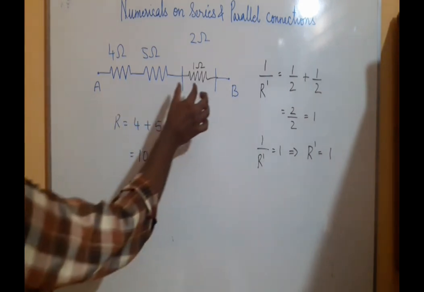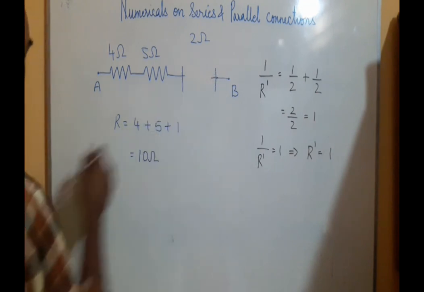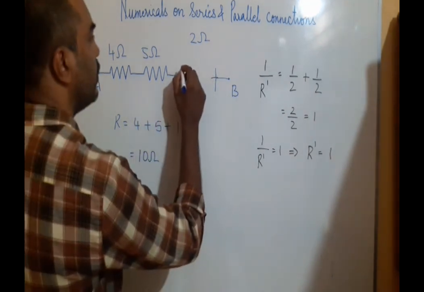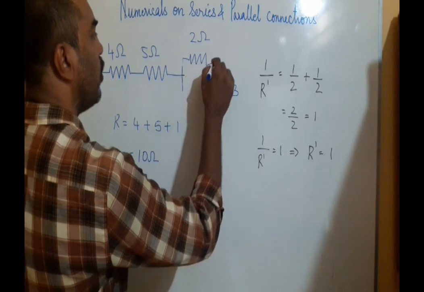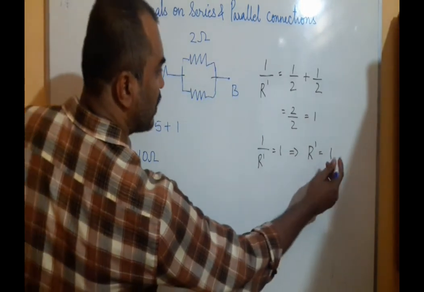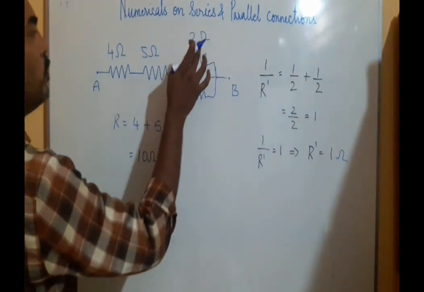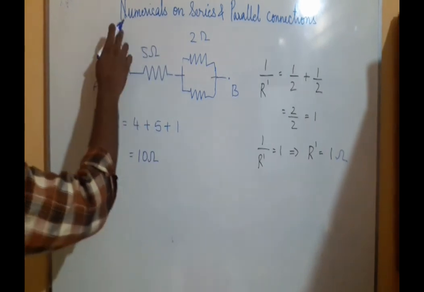So what is the 1 ohm I placed here? Actually there was no 1 ohm over here. We had two resistances of 2 ohm in parallel, which gave us an equivalent resistance of 1 ohm. So the whole equivalent resistance of this is 1 ohm. So 1 plus 5 plus 4 gives us 10 ohm. I hope this is clear to you.